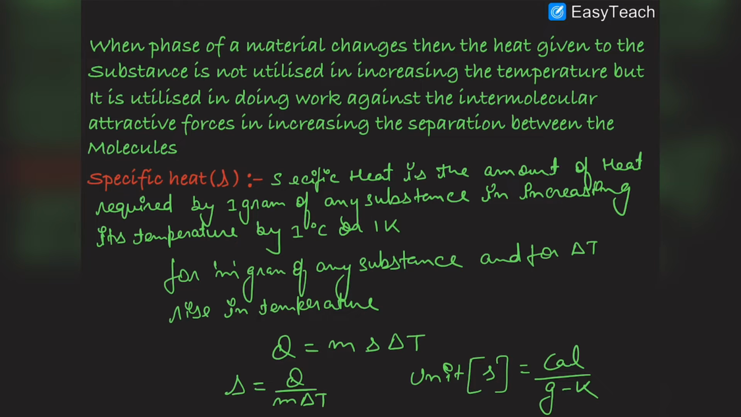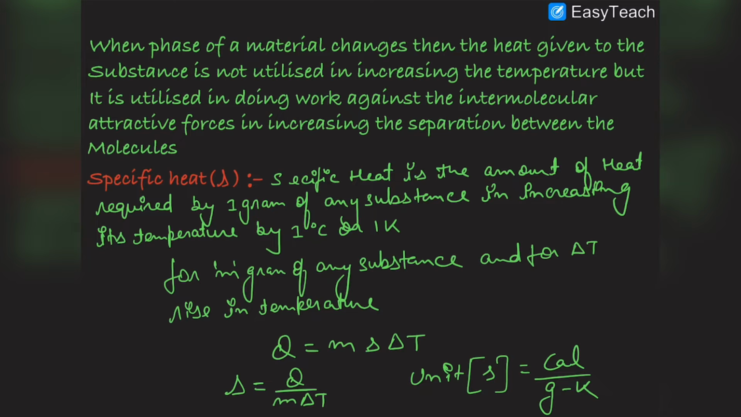So when we give some amount of heat to any substance, that heat is utilized in two forms. Partially it is utilized in increasing the temperature, which we can say increases when kinetic energy increases, and the remaining heat is utilized in doing work against the intermolecular attractive forces, and that work is due to the change of phase of the substance.